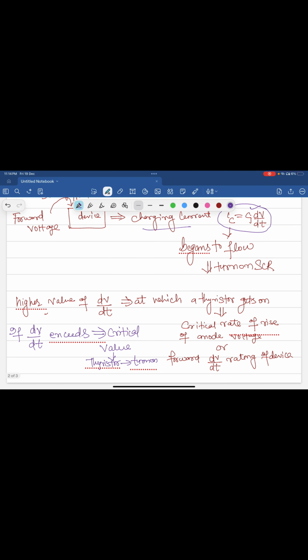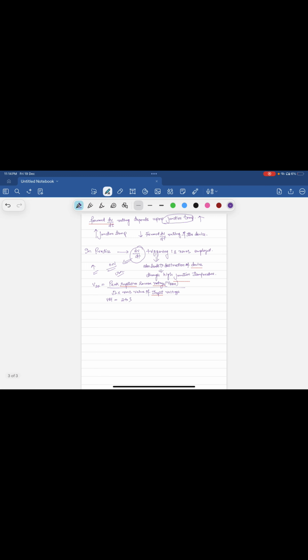So at higher dV by dt, the thyristor gets turned on. It is also called the critical rate of rise of anode voltage, or the forward dV by dt rating of the device. If dV by dt exceeds the critical value, the thyristor turns on without our permission.